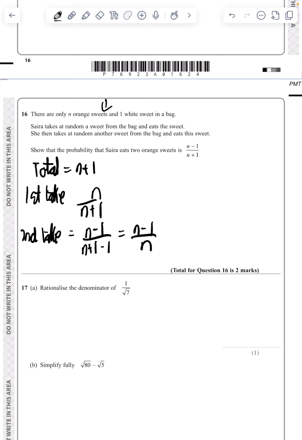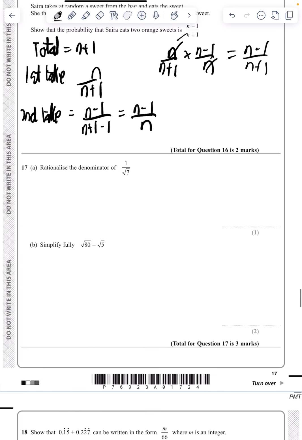By the way, this total isn't because of that denominator. That was wrong. That was just because you can clearly see here, that's what the total sweets are. And then the probability you have both of them is n over n plus 1 times n minus 1 over n. Cancel the n's. And there you go. You've shown it.